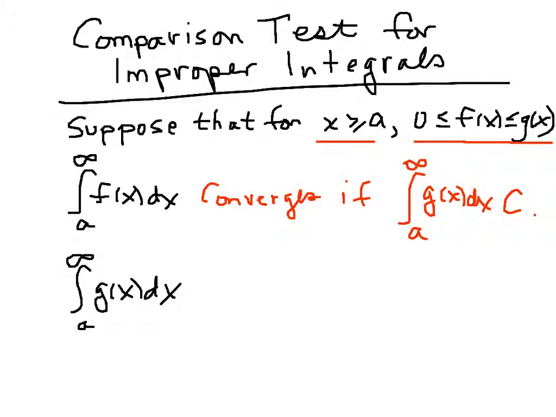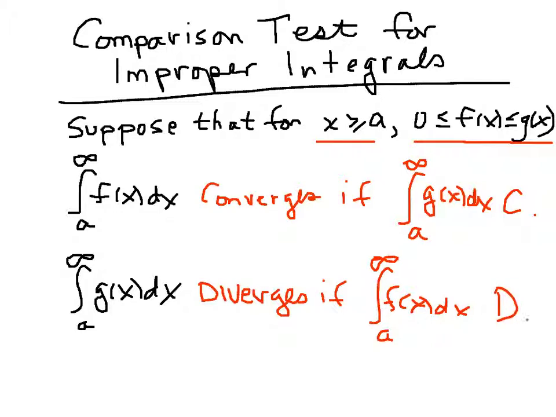And similarly, the next improper integral right here, this will diverge if the integral from a to infinity of f of x dx diverges. So those are pretty easy to understand. Being greater than or equal to 0 is an important piece too.